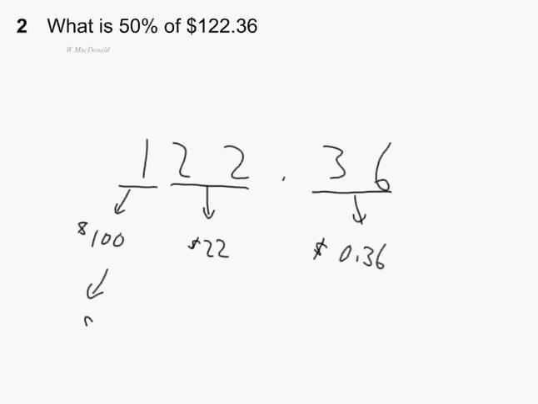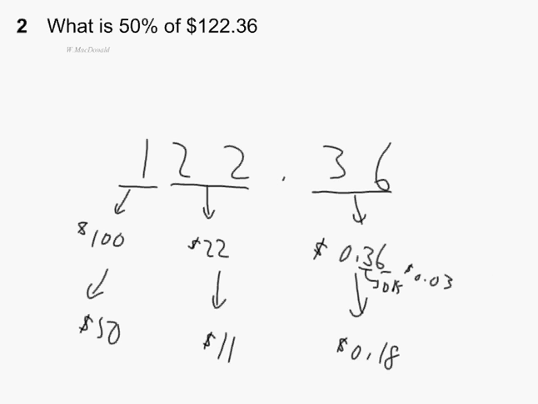Half of $100 is 50. Half of $22 is 11. And the one that's probably the hardest of all of them, half of 36 cents, is 18 cents. Now, if you couldn't do that without breaking it down, you could have broken down 36 cents into 30 cents and 6 cents. The only problem is half of 30 cents is equally as hard, so 15 cents plus, sorry, half of each, my fault. Half of 6 cents is 3 cents. Put 15 cents and 3 cents together, you still get 18 cents.